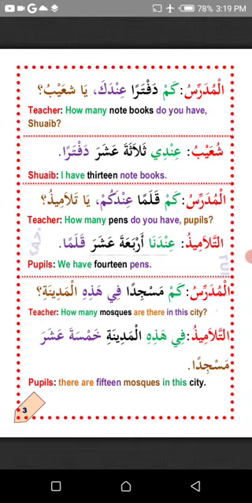We are going to illustrate that using the following examples. Kam daftaran indak? How many notebooks do you have? Ya Shuaib, Shuaib, now Shuaib responding: Indi thalathata ashara daftaran. I have 13 notebooks. The first part is thalathata, which is muannas with ta', and it must carry fataha. And the second part, ashara, is muzakkar, because what is being counted is muzakkar, which is daftar, notebook.